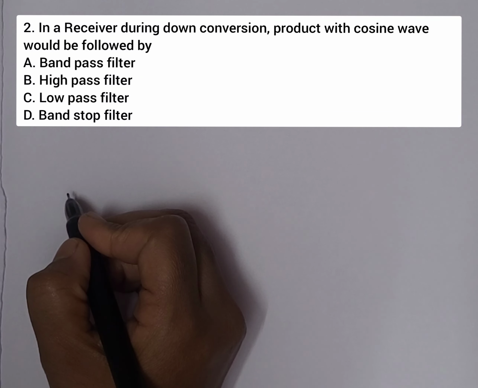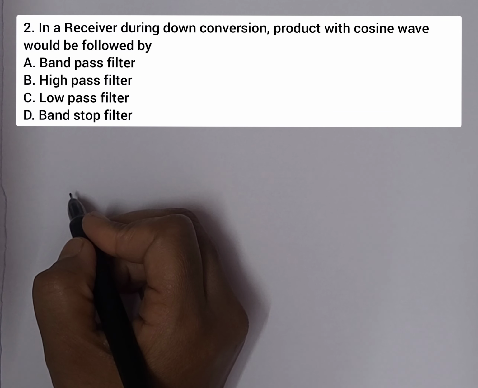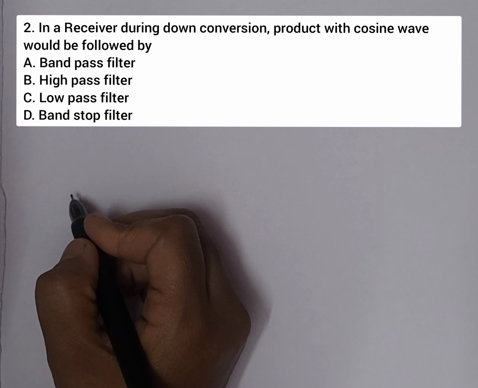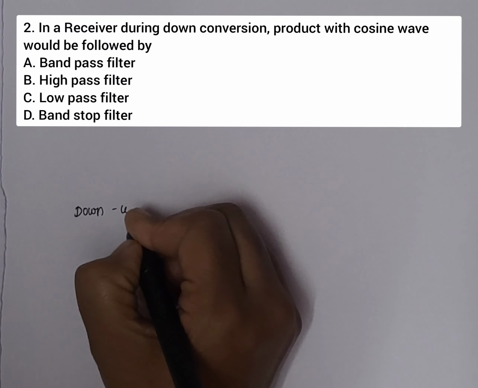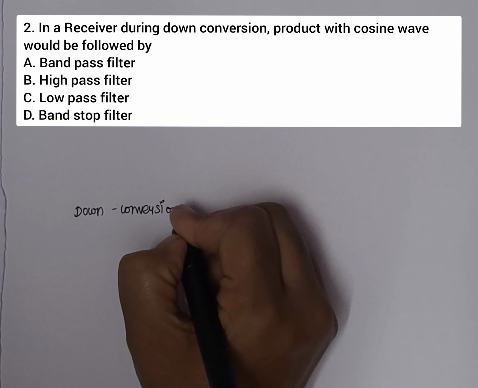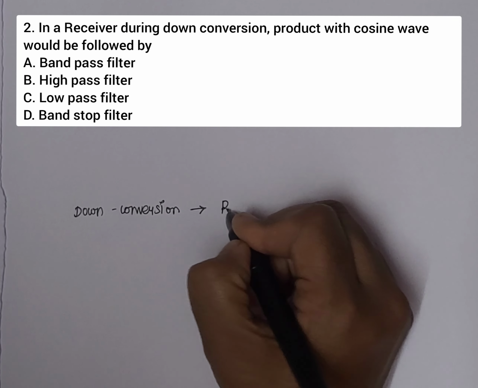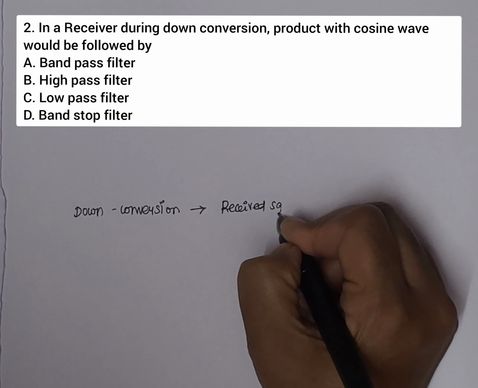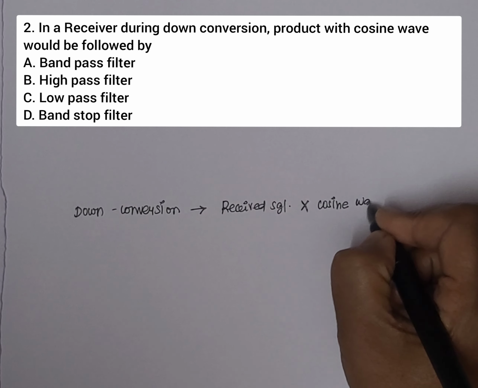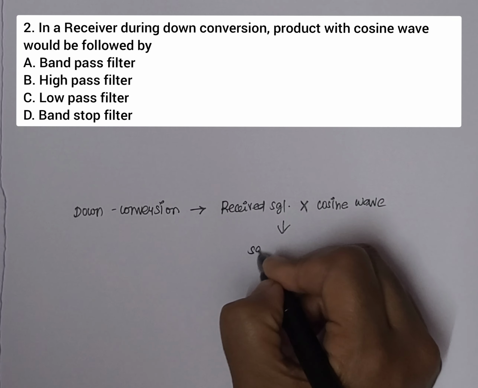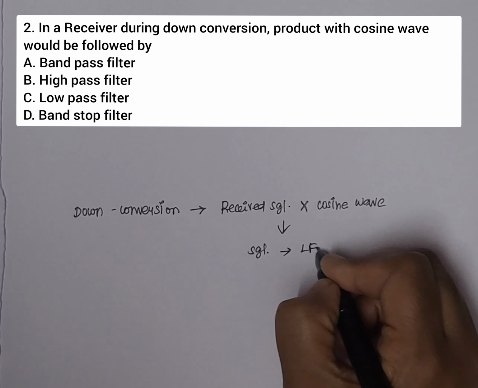Next question. In a receiver during down conversion, the product with a cosine wave would be followed by a band pass filter, high pass filter, low pass filter, or band stop filter. To solve this question, we need to know the basic procedure in a receiver. In a receiver, during the process called down conversion, the product of the received signal, so it is cross, with a cosine wave will result in a signal at a lower frequency.